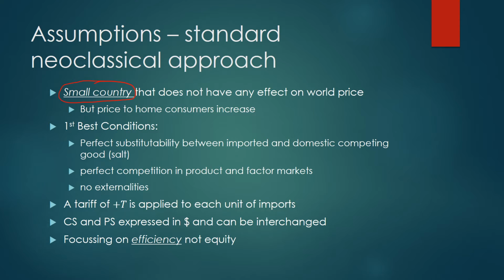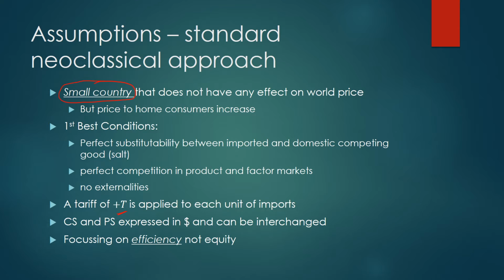We're going to say that a tariff of plus T units is applied to each unit of imports, and this is placed at the border, so therefore this increases the price into that home market. We say that consumer surplus and producer surplus are expressed in dollars, and these can be interchanged. What I mean by this is that a $1 increase in producer surplus and a $1 decrease in consumer surplus would be a zero-sum game.